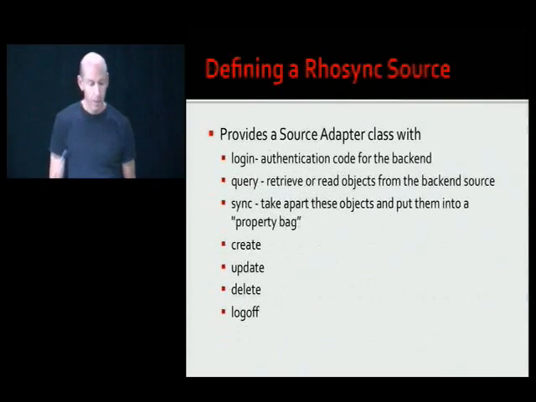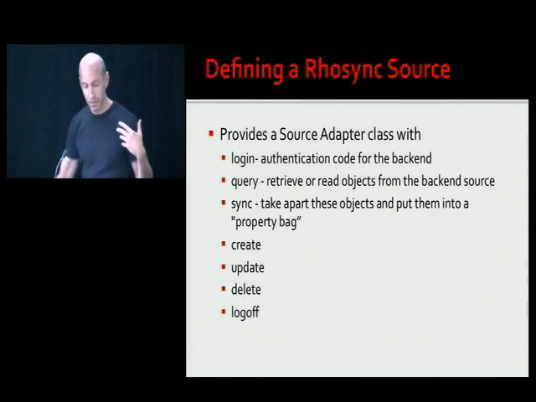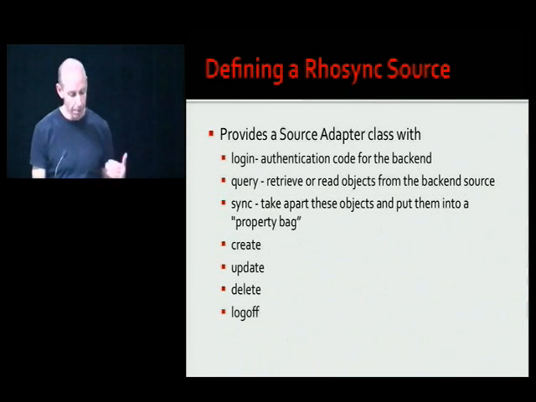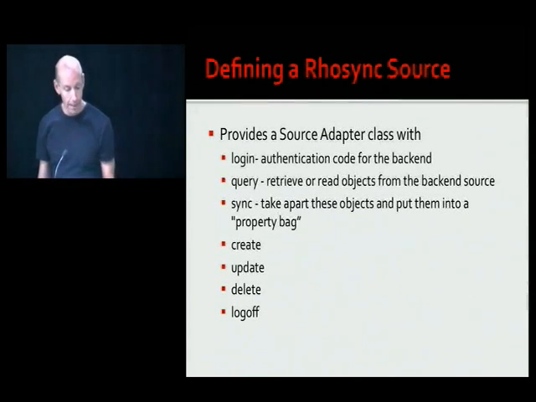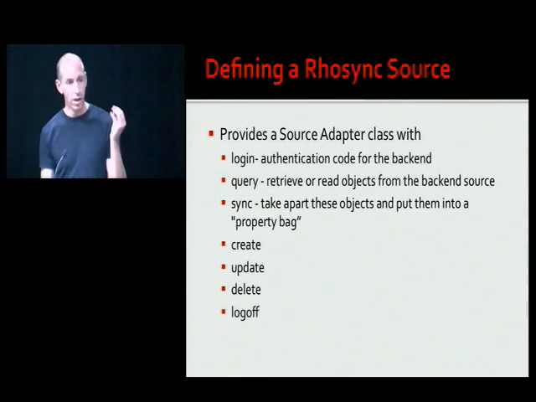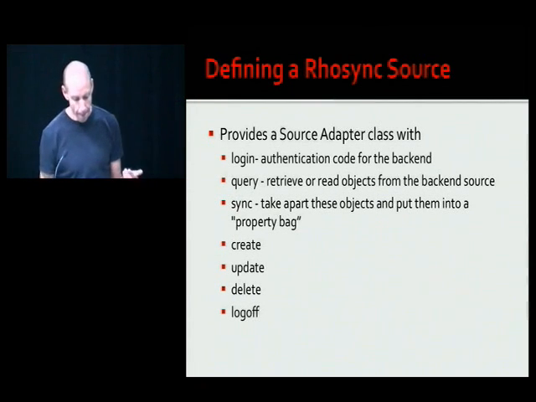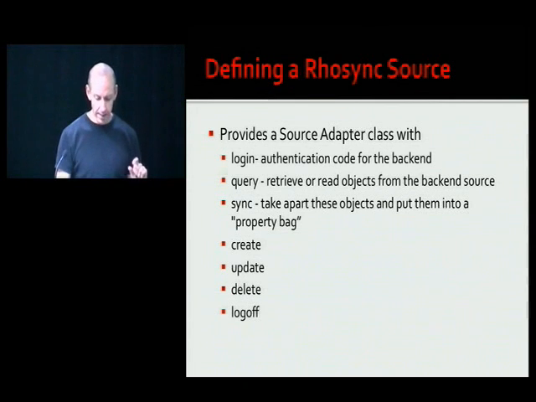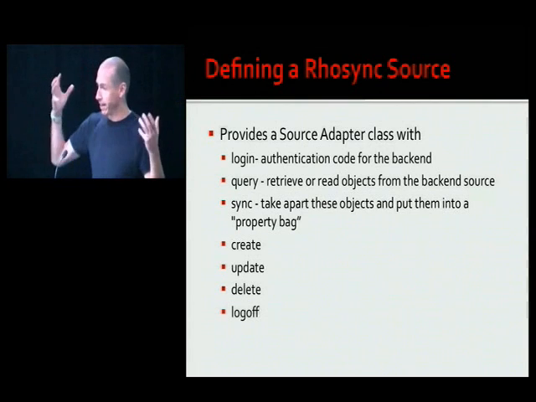Okay, so that's sort of writing the whole Rhodes app. There's this other thing of defining a RhoSync source, and as we mentioned, you're just really creating a handful of methods. You're creating a login method, so log into whatever your backend system is. You create a query method that retrieves and reads objects from the backend source. Our tutorial tells you what you have to do to write that query method. That query method brings it back, typically as XML.